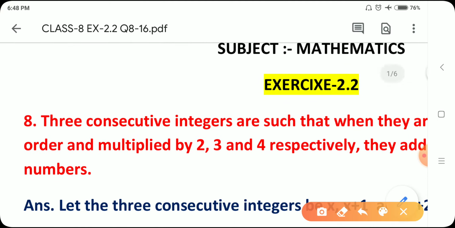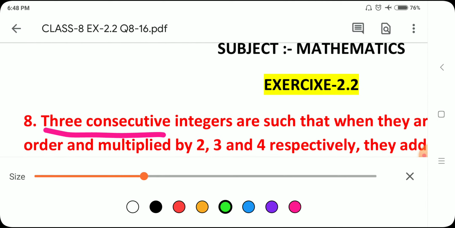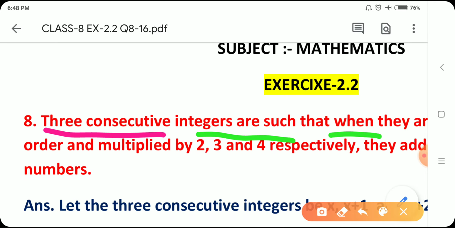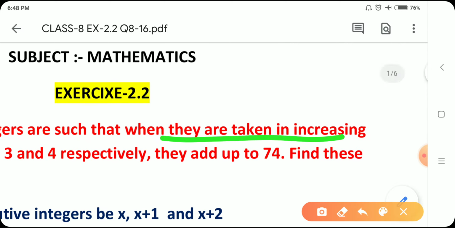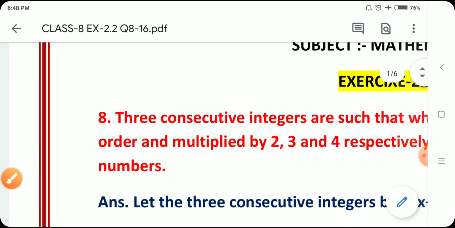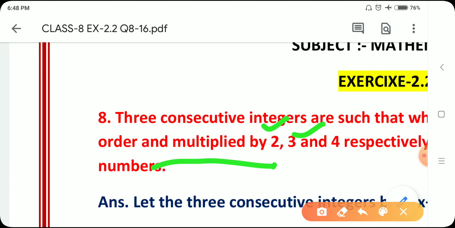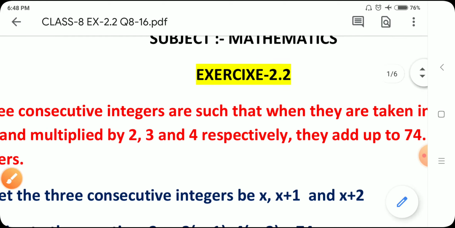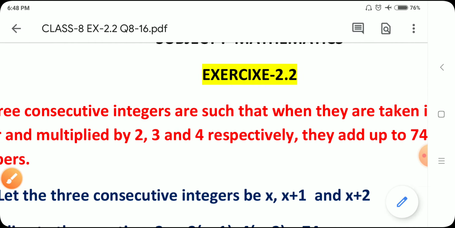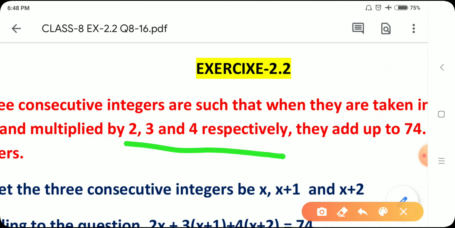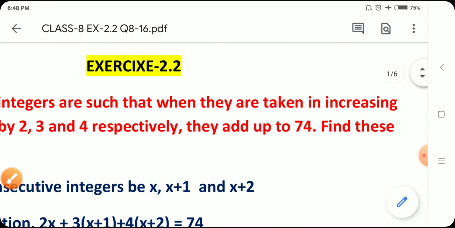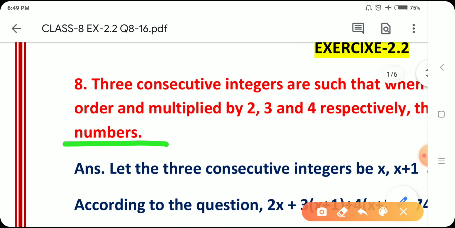Our question number 8 is: three consecutive integers are such that when they are taken in increasing order and multiplied by 2, 3 and 4 respectively, they add up to 74. Find these numbers.